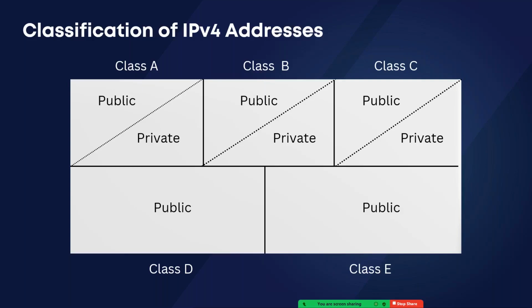And again, in each class, there are two subcategories, public and private IPs. So class A has public and private IPs, class B also has public and private, just like class C as well. But class D and class E do not have any private IPs in them. They only specifically have public IPs. Okay, so let's talk about these public and private IPs first, and then I'll cover the classes information.